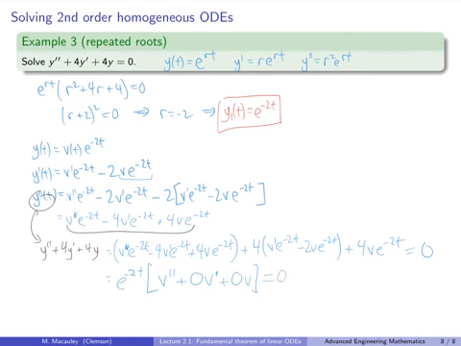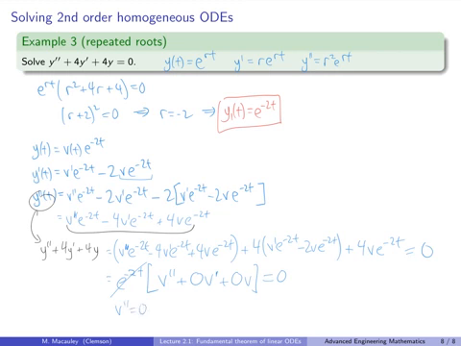And look at this, it cancels. Spoiler, this should always happen. If it doesn't cancel, you've done something wrong, so check your work. So we can divide through by that, and we get that v double prime equals 0.